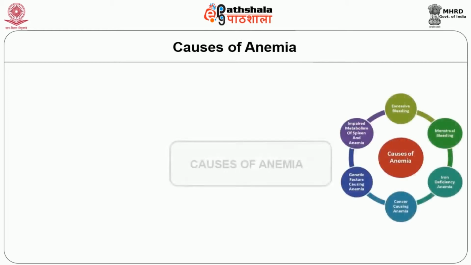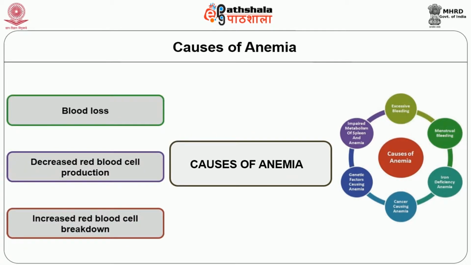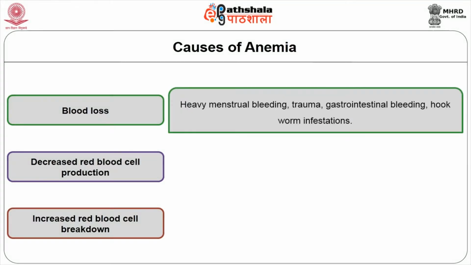The 3 main causes of anemia are blood loss, decreased red blood cell production and increased red blood cell breakdown. Let's see some of the causes of blood loss. I already mentioned heavy menstrual bleeding in women. Trauma, such as a road traffic accident or injury to the bones, leads to major blood loss. Gastrointestinal bleeding, that is bleeding in the stomach in case of gastric ulcer patients, and bleeding piles are responsible for blood loss. And also the worm called hookworm. Hookworm in the stomach or intestine is responsible for blood loss.